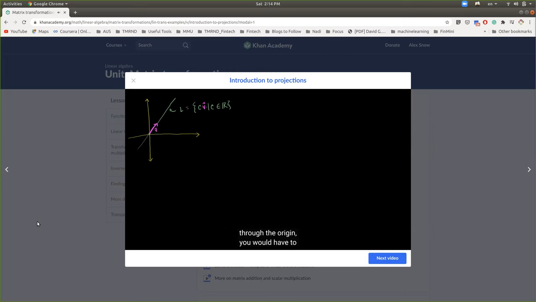line that went through the origin, you would have to shift it by some vector. It would have to be some other vector plus CV. But anyway, we're starting off with this line definition that goes to the origin. What I want to do in this video is to define the idea of a projection onto L of some other vector X.